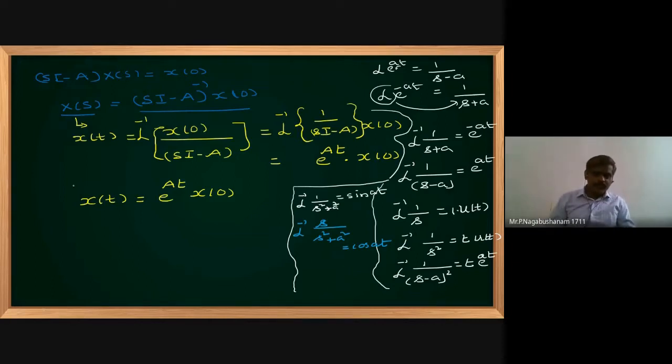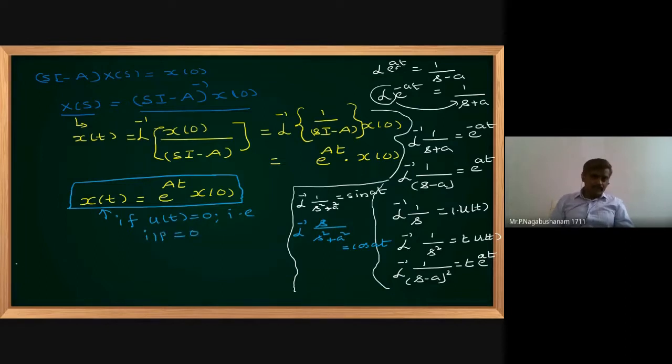Okay, we come to this one. This is called the solution of a state equation. Very, very important. This is the solution if u(t) equals 0, that is, the input is 0. Let me write other names of X(t) in this case. If input equals 0, then X(t) is called, first one, the solution of a state equation.